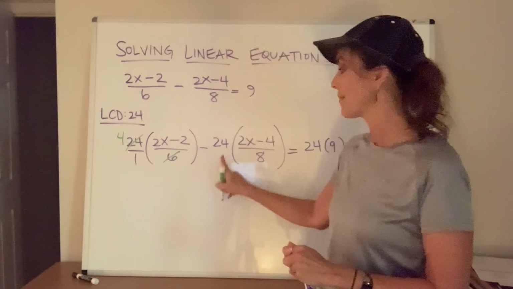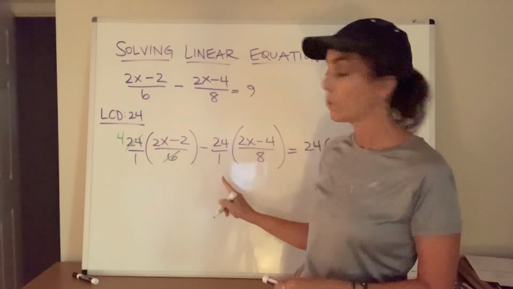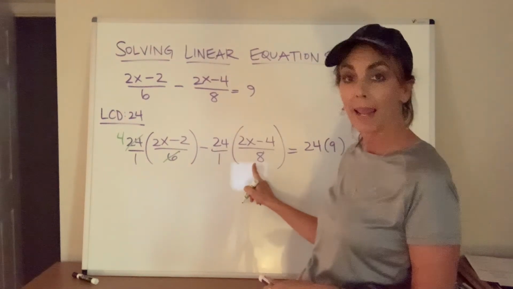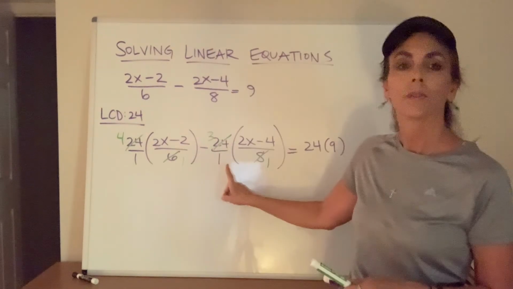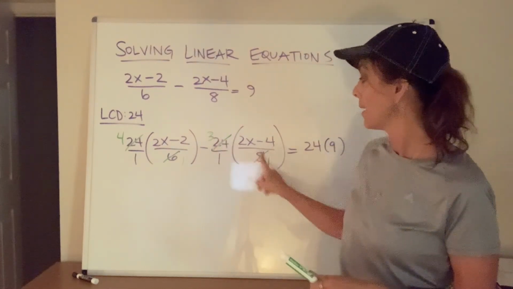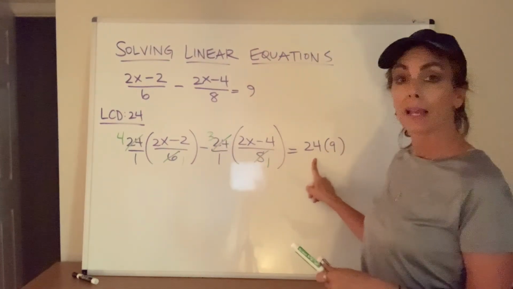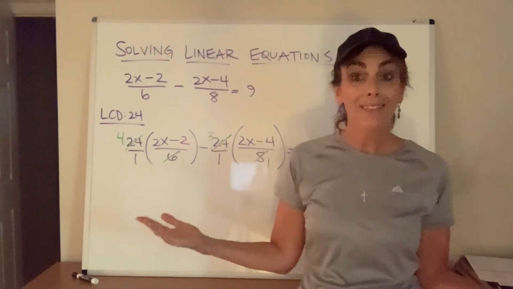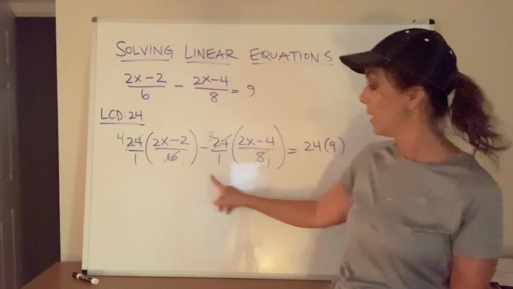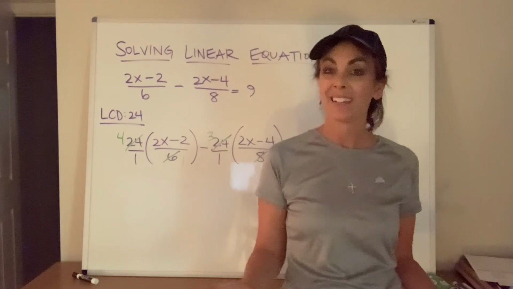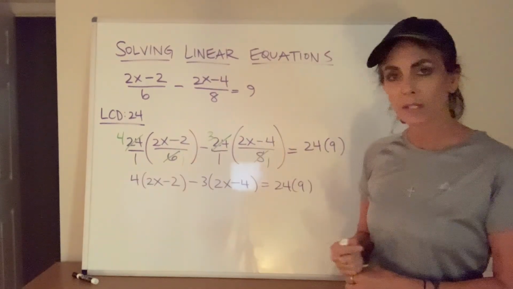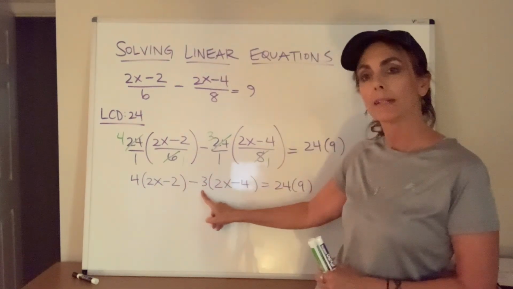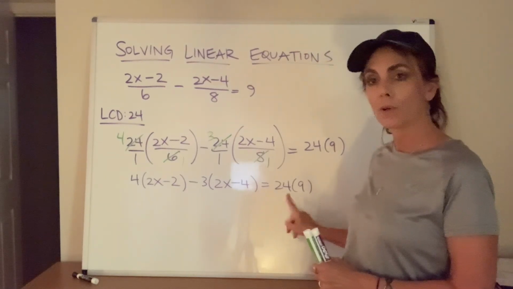Now if I look at this one, I've got 24 over 1 multiplied by 2x minus 4 over 8. Again, I can think about this as 24 divided by 8, and you know what that is. So now this has become 3 and this has become 1. On the back end, I don't have any fraction to deal with, so I'm just going to leave it alone. Now I'm going to rewrite this without the denominators because they're gone. See, 1 times 1 and 1 times 1, and that denominator of 1 doesn't impact us at all. So our resulting equation looks like this: 4 times 2x minus 2 minus 3 times 2x minus 4 is equal to 24 times 9.